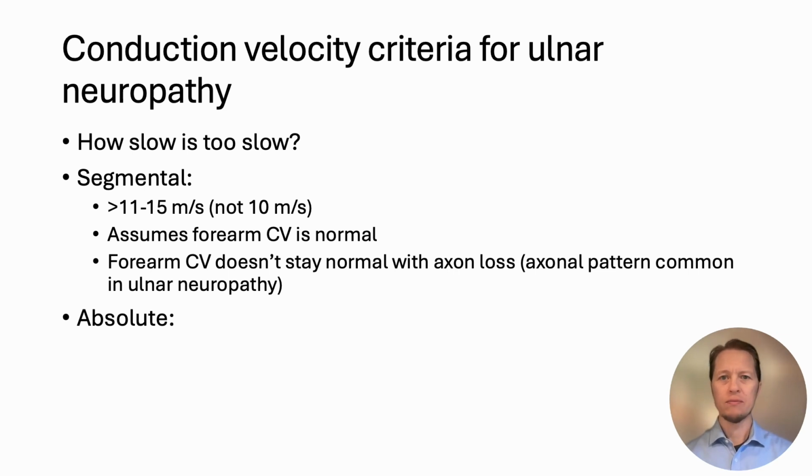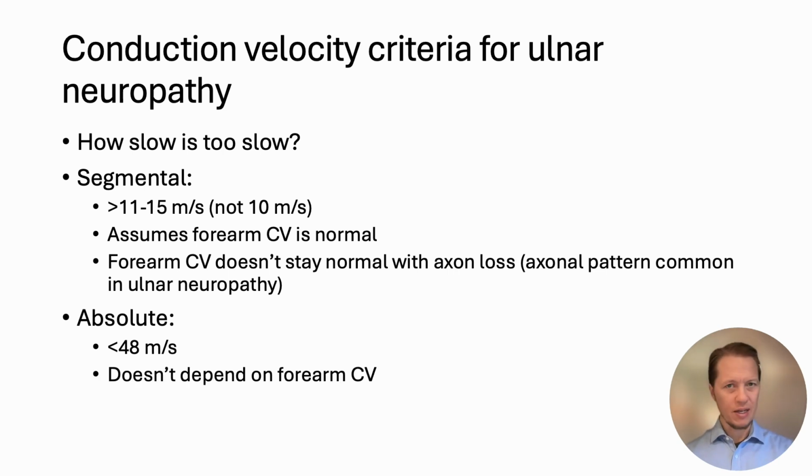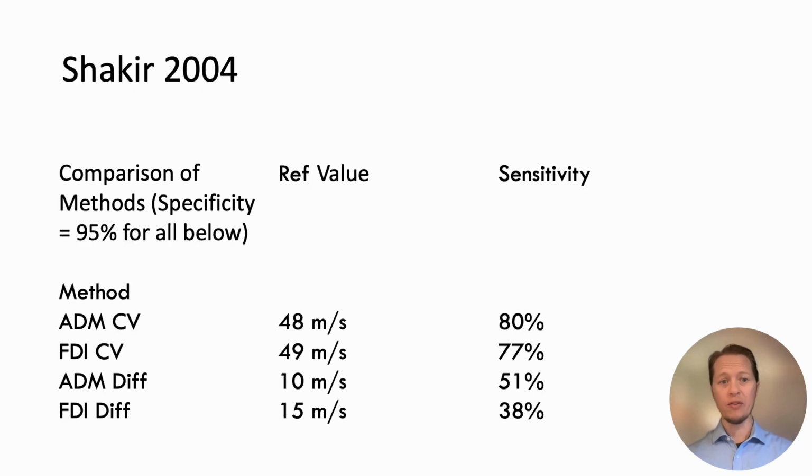A better response is checking the absolute conduction velocity, and that specific number is 48. That is used, well, commonly now, and that does not depend on a normal conducting forearm, and it actually has better sensitivity, which to me, when I first reviewed it, I said, that doesn't make sense, but it really does pan out. If you go through some studies, and this is one here, the specificity for all of these is about 95%.